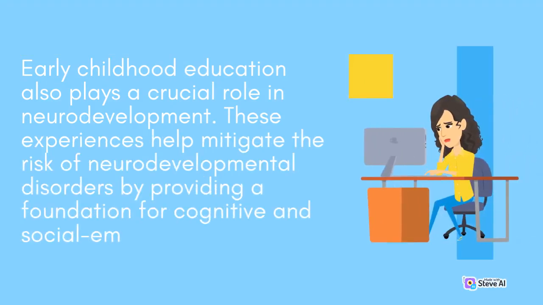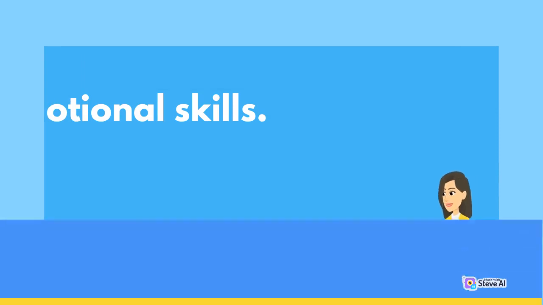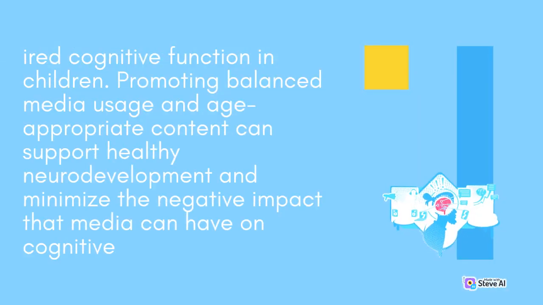Early childhood education also plays a crucial role in neurodevelopment. These experiences help mitigate the risk of neurodevelopmental disorders by providing a foundation for cognitive and social emotional skills. Media exposure is another important environmental factor to consider. Excessive screen time and exposure to violent or inappropriate content have been associated with behavioral difficulties and impaired cognitive function in children. Promoting balanced media usage and age-appropriate content can support healthy neurodevelopment and minimize the negative impact that media can have on cognitive and behavioral outcomes.